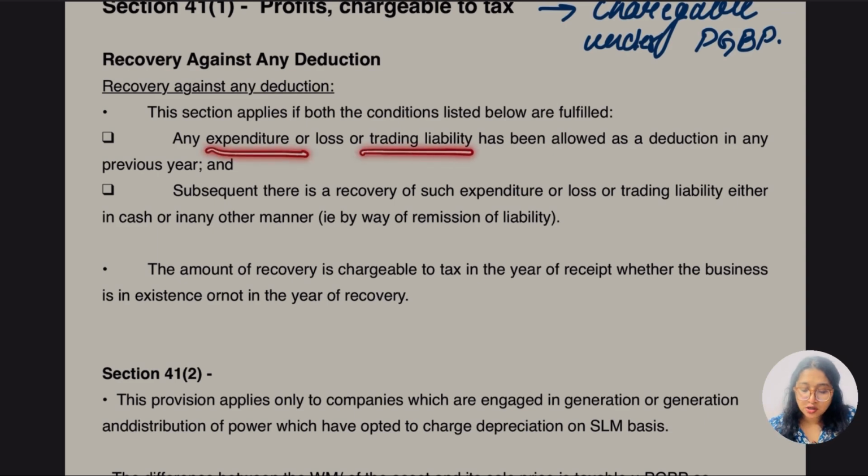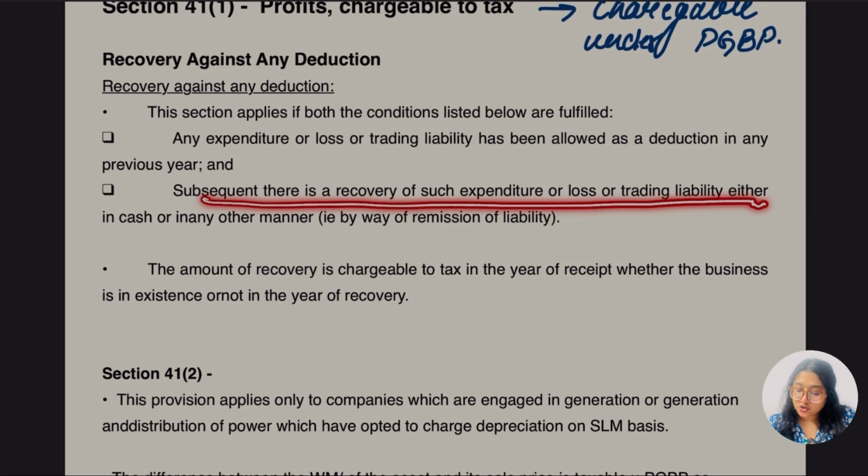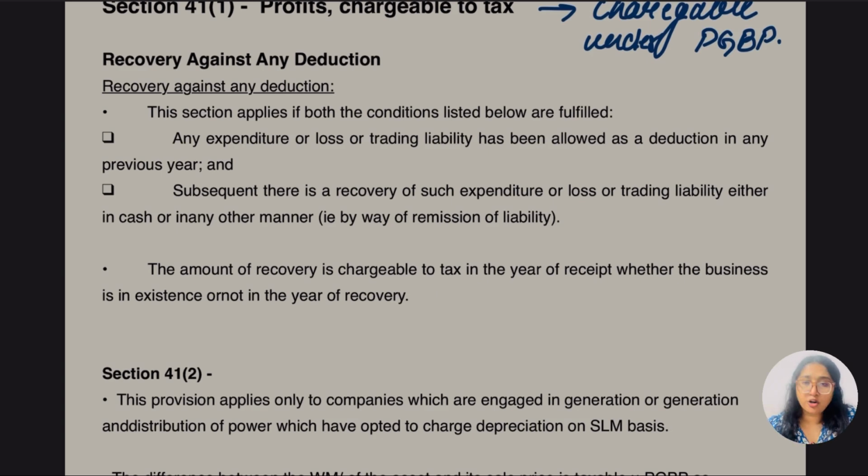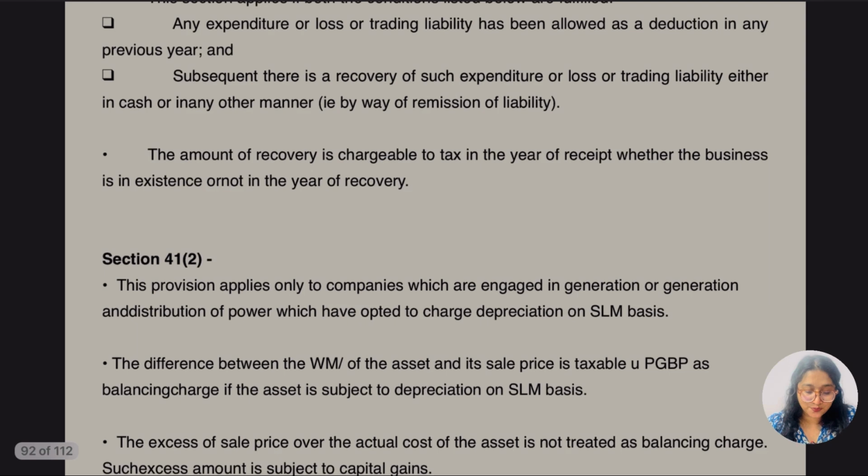Any expenditure, losses or trade liability has been allowed as a deduction in any previous year. Subsequently, there is a recovery of such expenditure or losses or trading liability, either in cash or in any other manner or any mode, by way of remission of liabilities also. So the amount of recovery is chargeable to tax in the year of receipt, whether the business is in existence or not in the year of recovery.